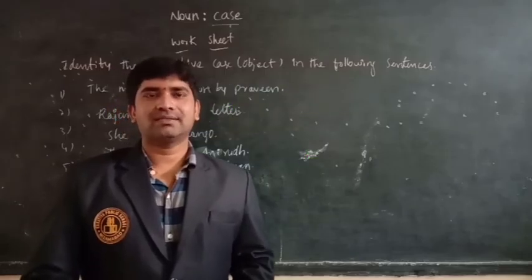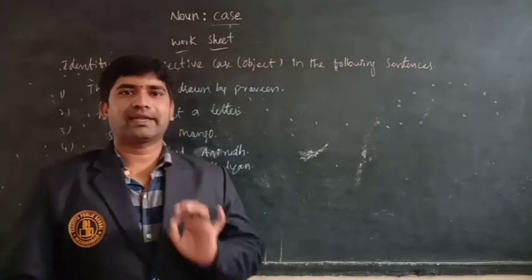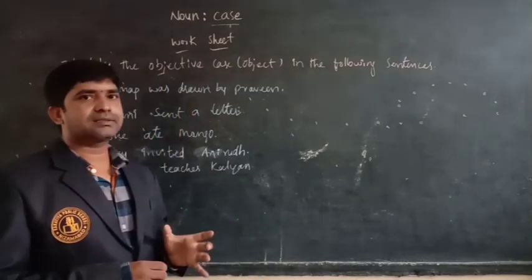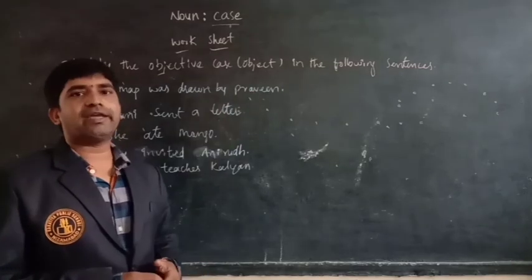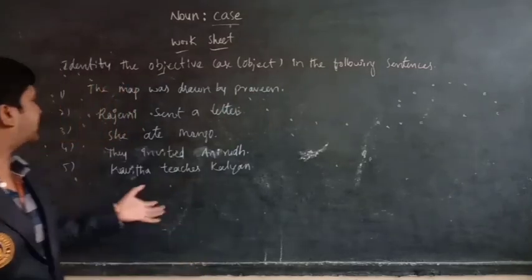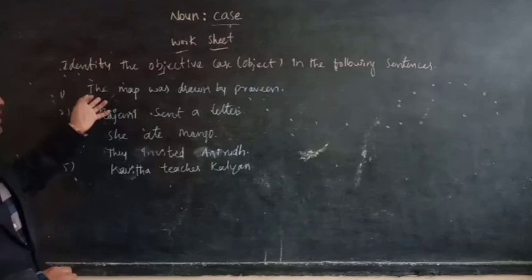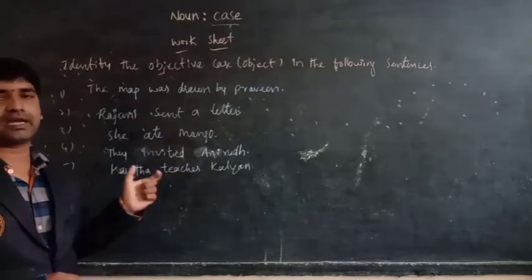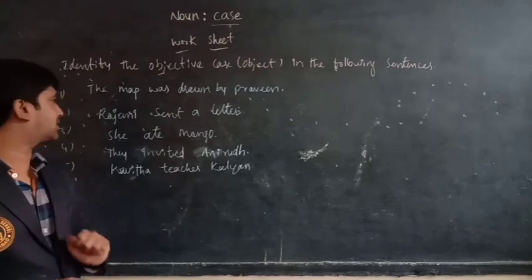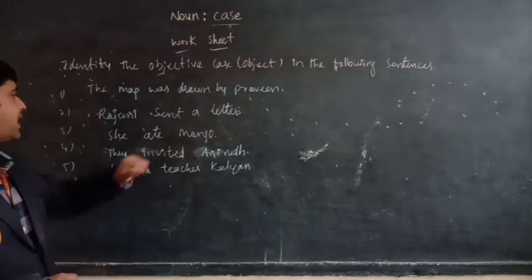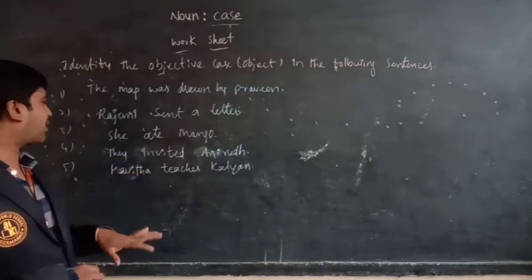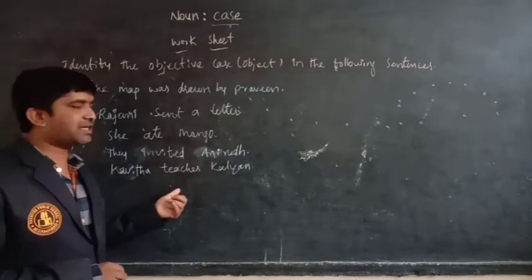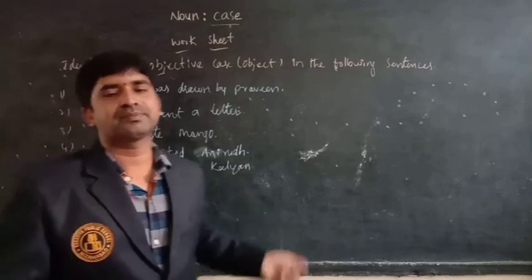A worksheet on noun case. Identify the object in the following sentences. Here are a few examples. The map was drawn by Praveen. Identify the object and write it as the answer. Rajini sent a letter. She ate a mango. They invited Anirudh. Kavita teaches Kalyan. Thank you.